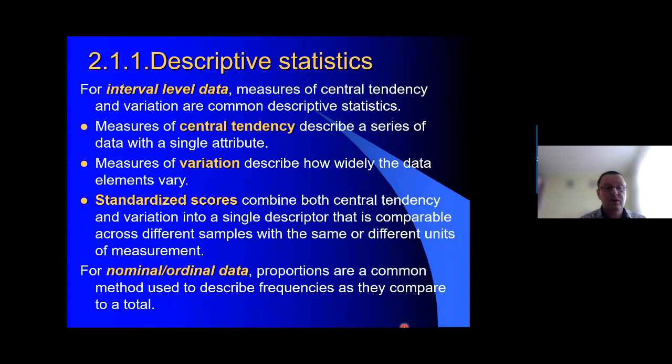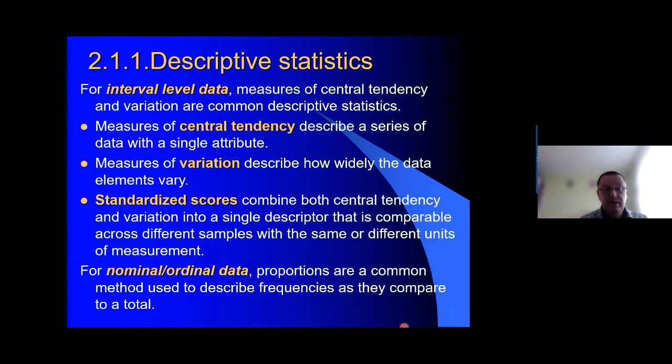To summarize, for interval level data, measures of central tendency and variation are common descriptive statistics. Measures of central tendency describe a series of data with a single attribute. That attribute is exactly the central tendency. Measures of variation describe how widely data elements vary from that exact central value. And standardized scores combine both central tendency and variation into a single description that's comparable across different samples with the same or different units of measure. And for nominal and ordinal data, proportions are common methods used to describe frequencies as they compare to a total.